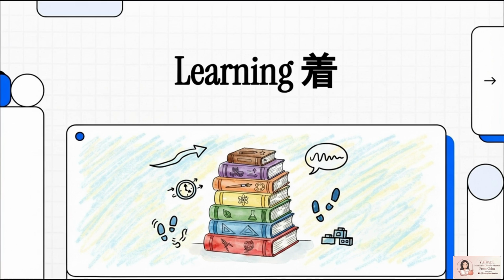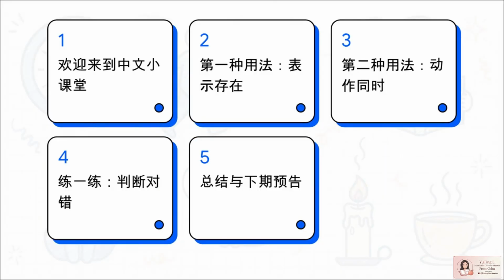So, let's just dive right into this. We're going to break it down with some really simple, clear English explanations so you can immediately start using it in your daily life. To keep things completely stress-free, here is our roadmap for today. We'll do a quick welcome, jump into the first usage, which is existence, cover the second usage about simultaneous actions, do a quick true or false practice, and finally wrap up with a summary. Short, sweet, and to the point. By the end of this explainer, you are going to feel so confident using this.